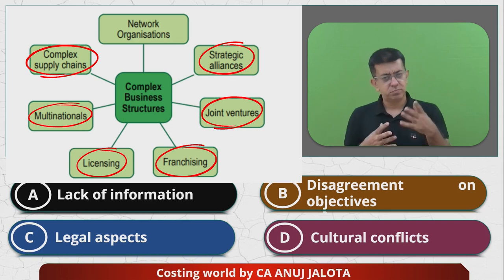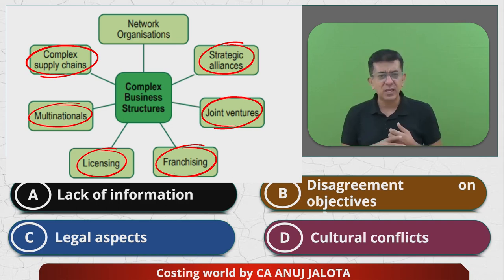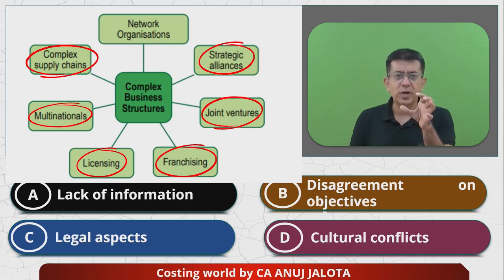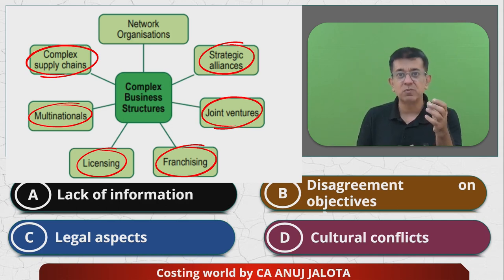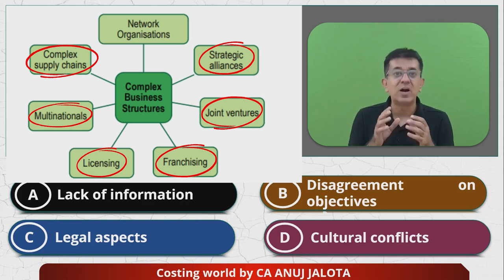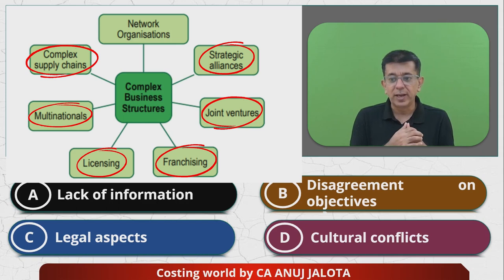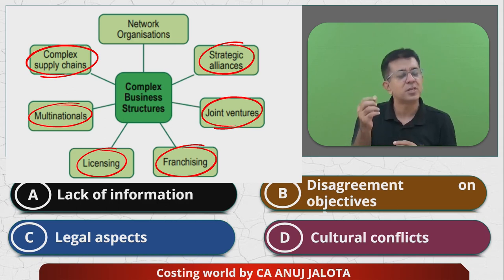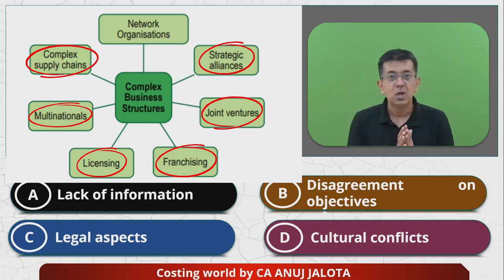Apart from that, the point B over there, there could be disagreement on objectives. One of the partners of the joint venture could be very aggressive. Suppose they want to capture more market share. The other partner could want higher profits. So one would say, let's have lower pricing to capture more market share. The other guy will say, no, let's keep a premium pricing, so our profits are higher. There could be those problems.